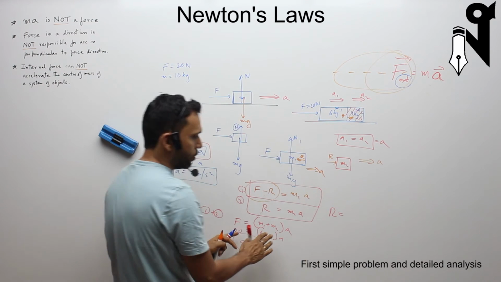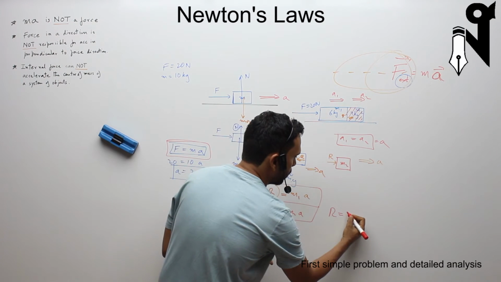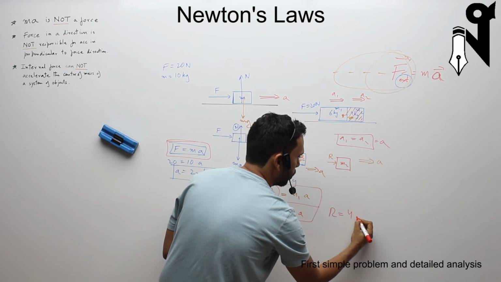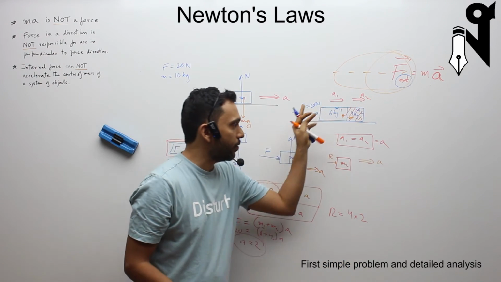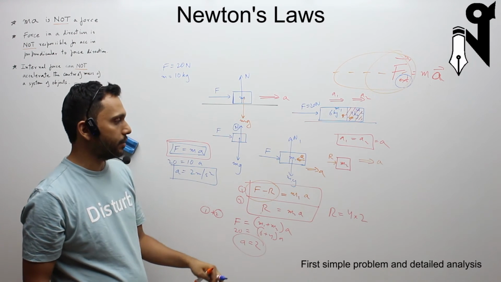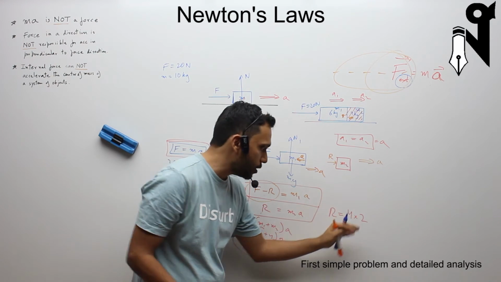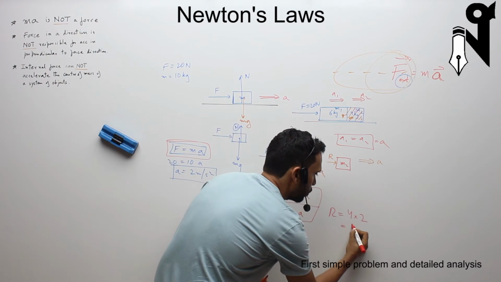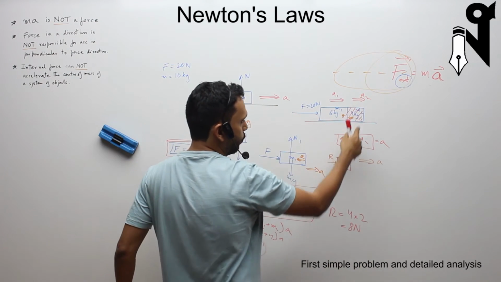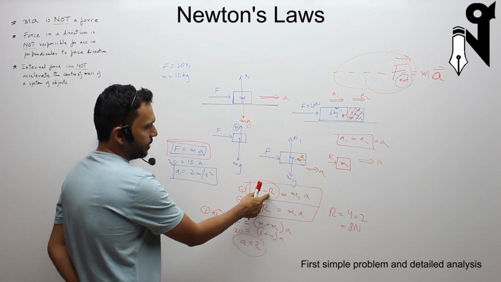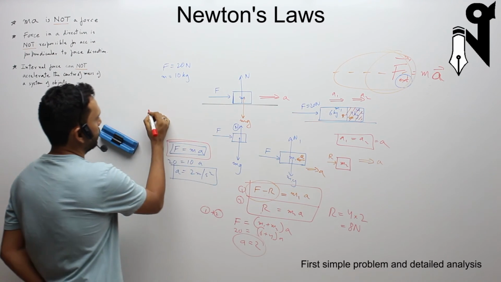Once we have found A, we can put R is equal to the mass of that part, 4, into acceleration 2. A 4 kg mass is going with 2 meter per second square acceleration, so it must be receiving a force of 8 Newton forward. So this R must be 8 forward. Shall I plug this in and cross verify? Yes, let us do that.